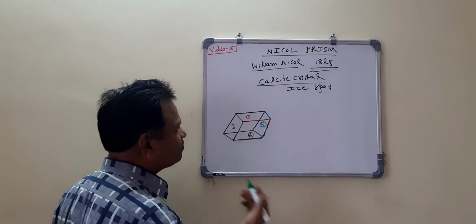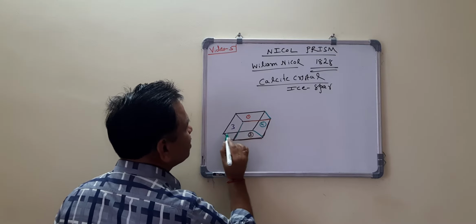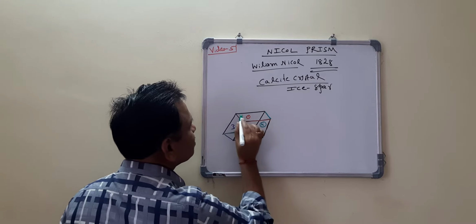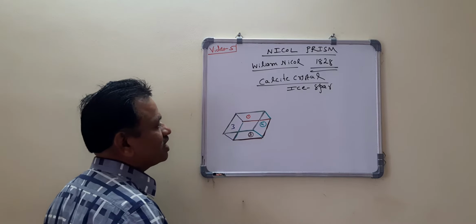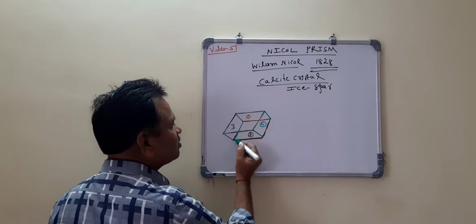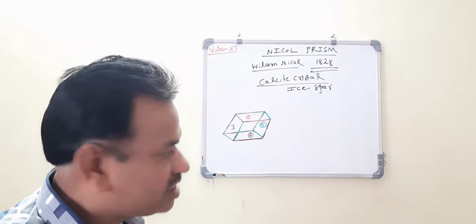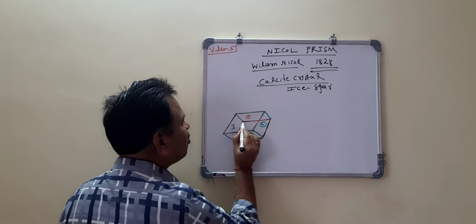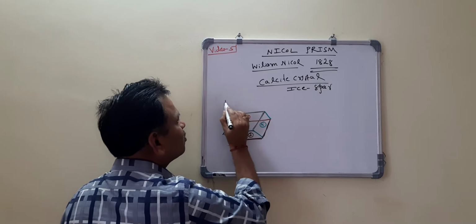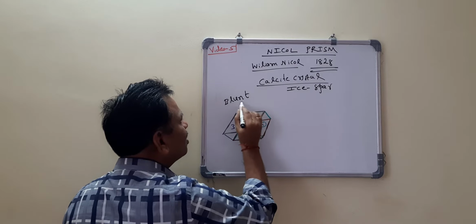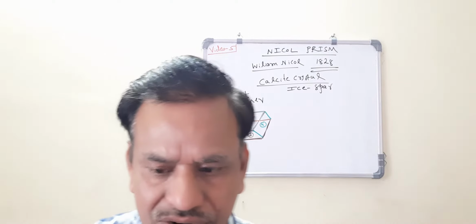You would have asked which are the 5th and 6th faces. Students, you see, this surface here is called the 5th surface, and similarly this one is the 6th surface. Here the 3 corners are meeting at this point. This is called the blunt corner.